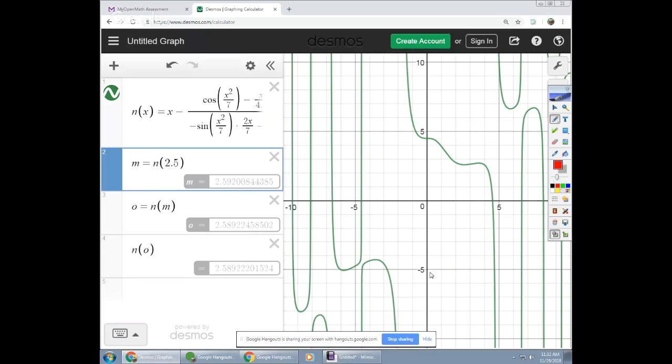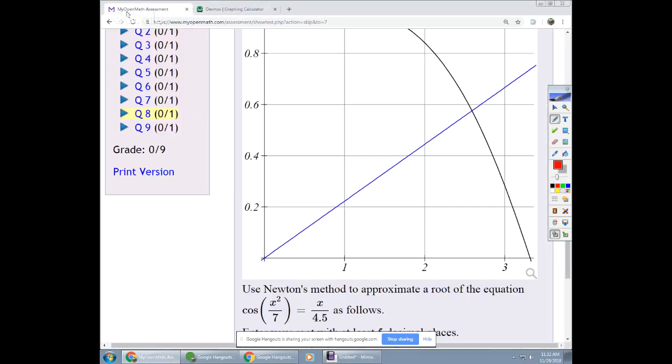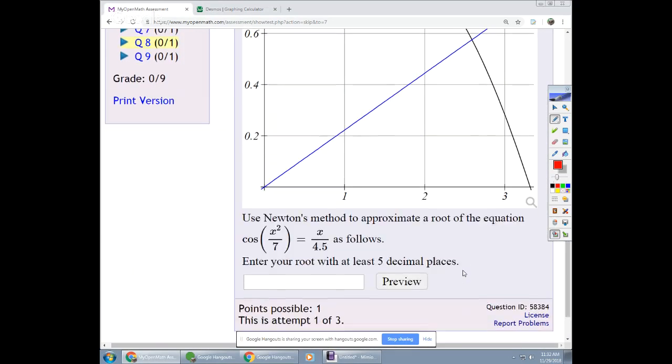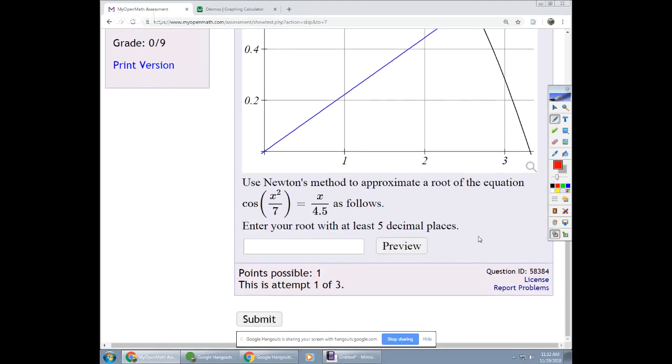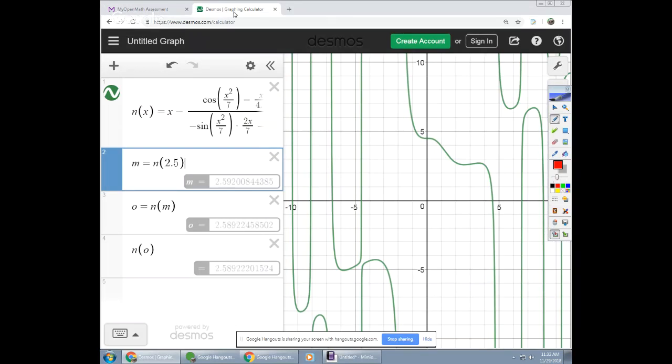So there you go. Not too bad. Great, can I see the graph one more time? Okay. So here, what do they want? They just want the root. They don't want the y value. They just want the x value that leads to that intersection point. That's all they asked for. So mine would be from Desmos 2.58922.